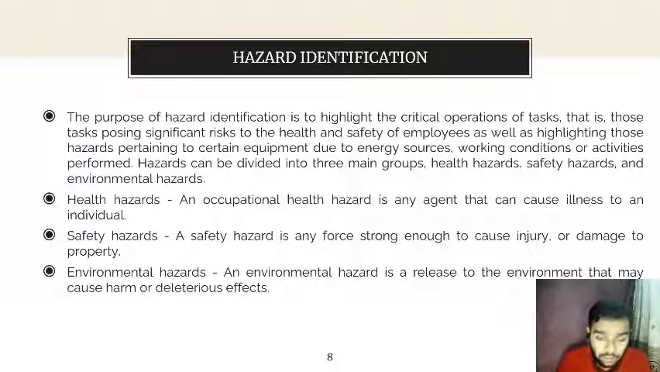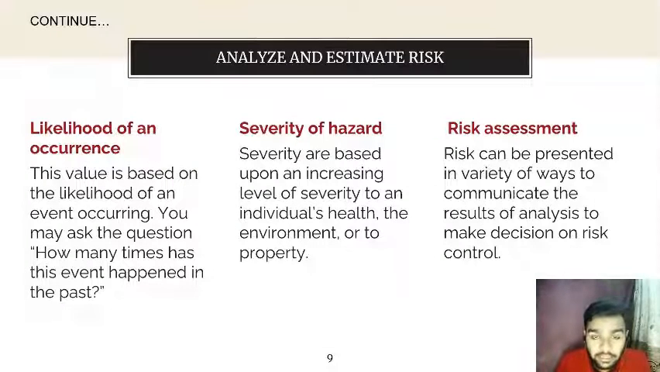Hazard can be divided into 3. The first one is health hazard, the second one is safety hazard, and the last one is environmental hazard. When we analyze and estimate risk, it can be divided into 3 parts. First is the likelihood of an occurrence. This value is based on the likelihood of an event occurring. You may ask the question, how many times has this event happened in the past?